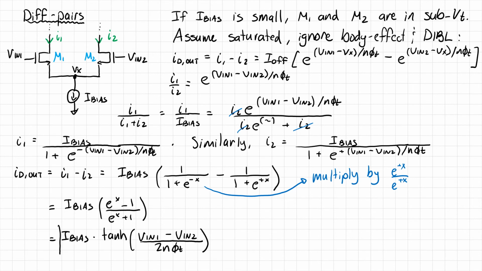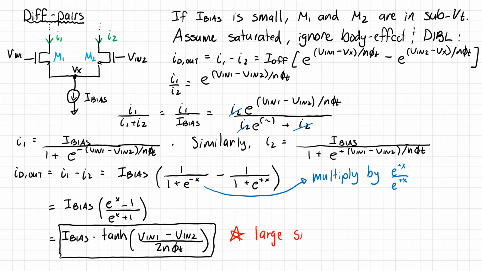Now, what's cool about this is that this is a large signal model. We did not make a small signal approximation here. So this is a large signal model, and it works for any magnitude of differential input voltage that you can reasonably generate within your circuit.